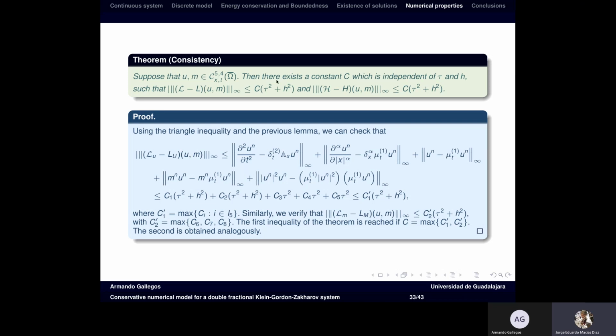And consistency is just a consequence. If U and M are sufficiently regular, then there is a constant such that the difference between this continuous and this discrete operator is bounded by this constant times tau squared plus h squared. This tells you that the method is consistent of second order. The same thing applies in the case of the energy operator. So these Hamiltonians, the continuous and the discrete Hamiltonians, are going to be bounded in the infinity norm. And the proof follows easily using Taylor's theorem.